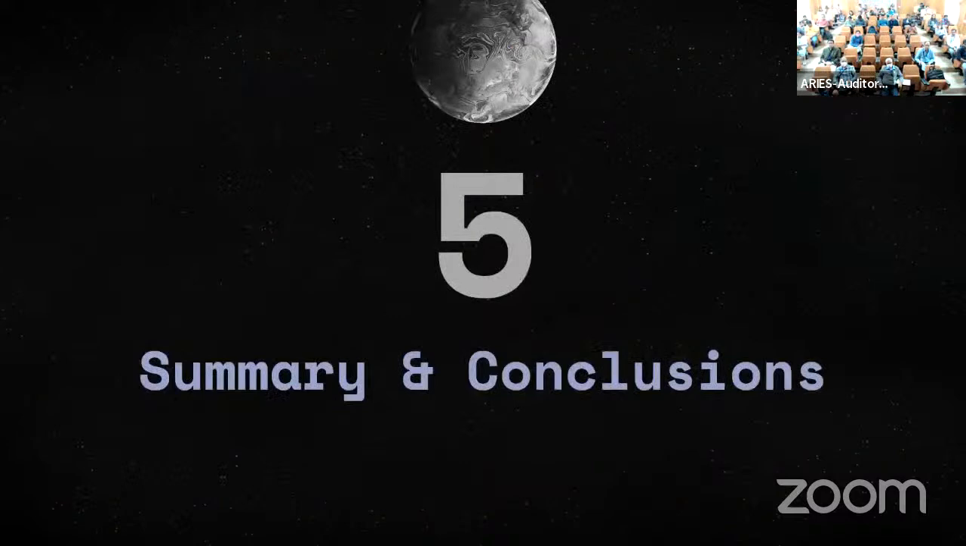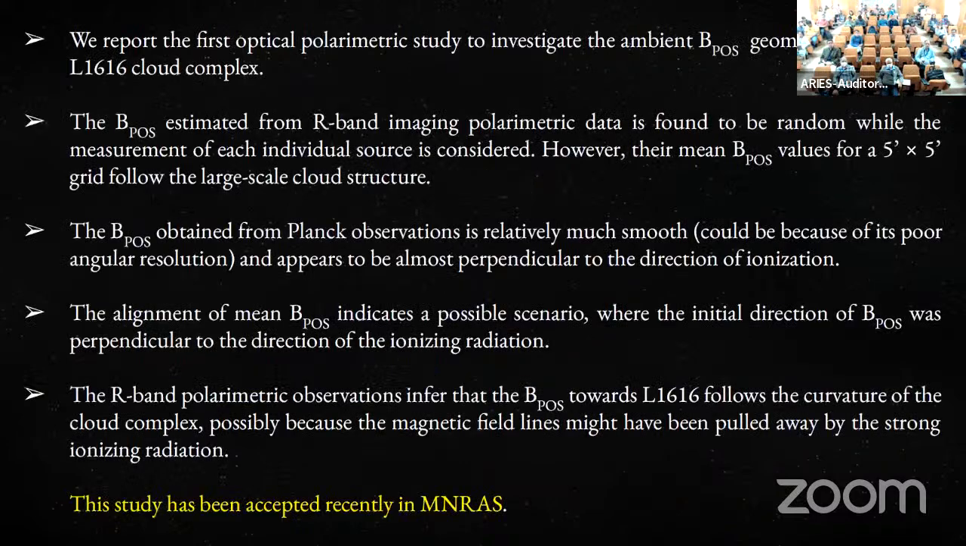I am going to the summary and conclusion part. We report the first polarimetric study towards L1616 to investigate the plane of sky component of magnetic field lines. From the imaging polarimetry data, we got very random optical polarization vectors, but they are following the cloud's curvature if we take the mean polarization vectors. In Planck polarization, they are showing a relatively much smoother distribution.